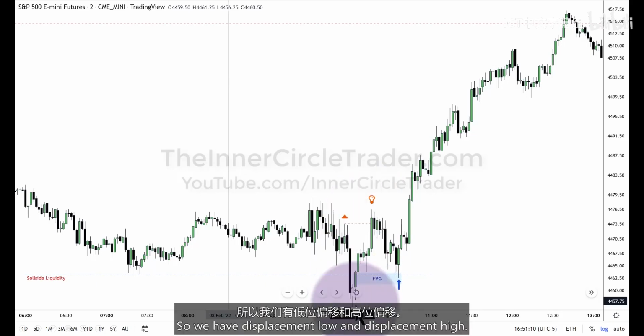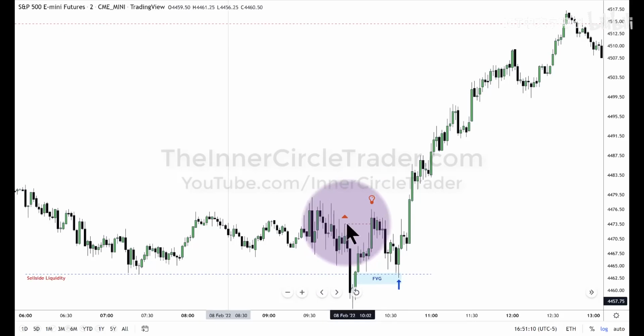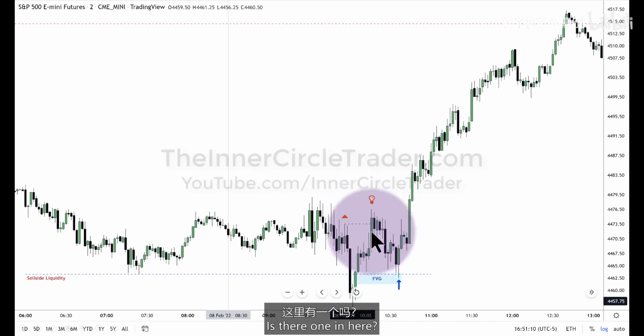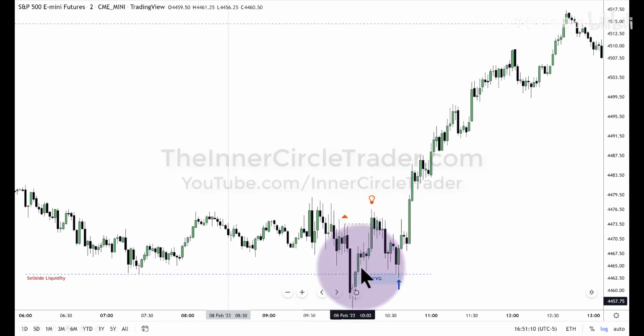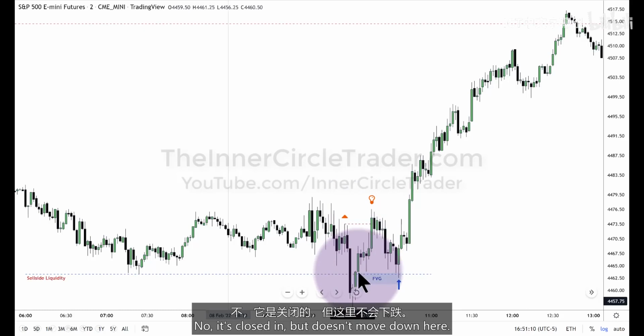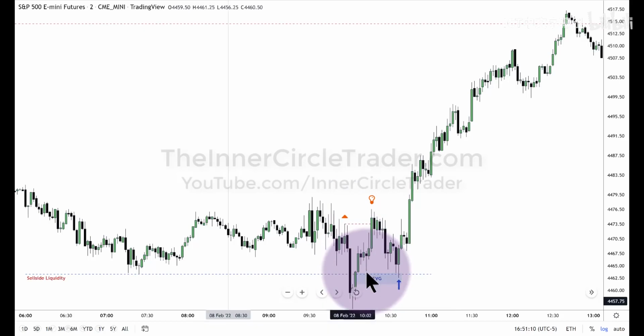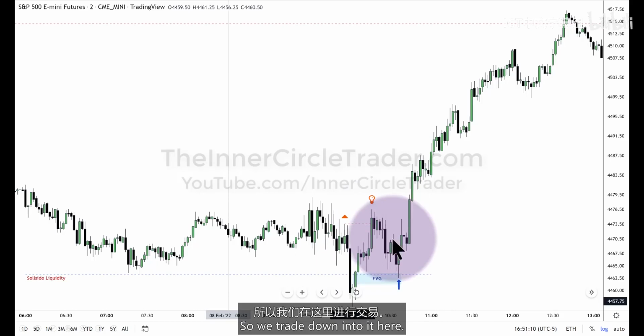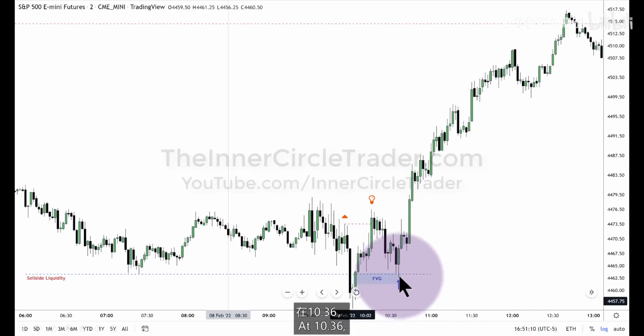So we have displacement low and displacement high. Is there a market structure shift bullish? Yes. It trades up above it. And then you look for the fair value gap. Is there one in here? No. Anything in here? No. How about here? No, it's closed in. But this move down here, but we have this. So we trade down into it here. At 10:36, that candle forms. That's a long in S&P.